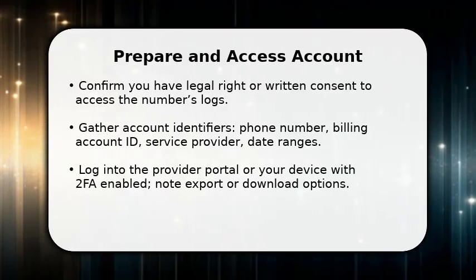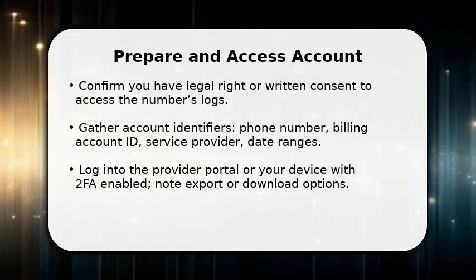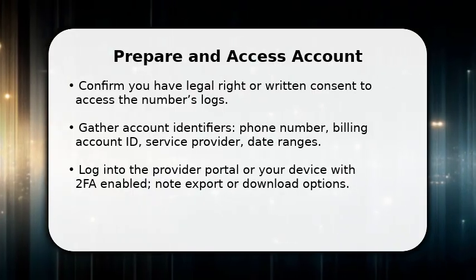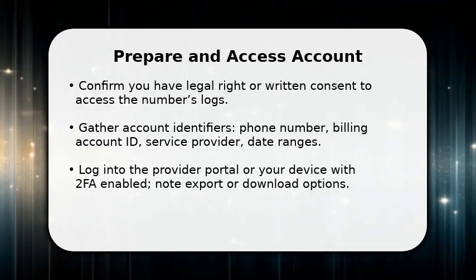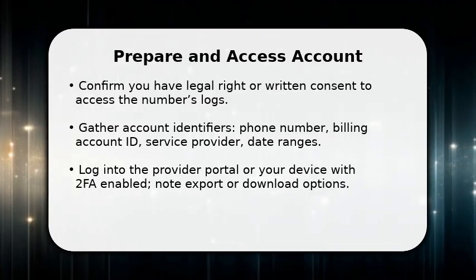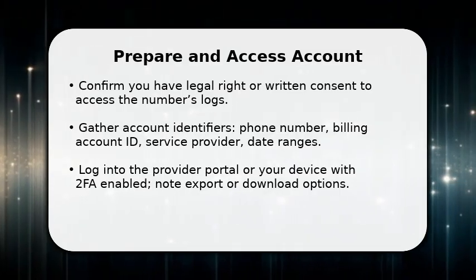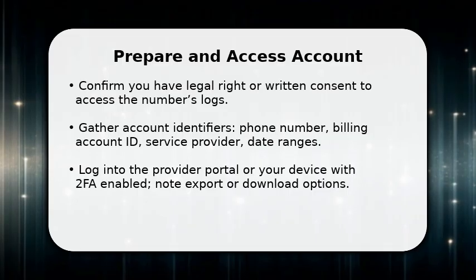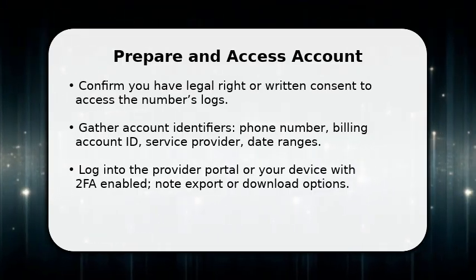You start by confirming you have legal authorization or explicit consent to view call records. Once done, gather the exact phone number, billing account ID, service provider name, and the date range you need. You then log into the provider portal or the device backed by that account, enable two-factor authentication if prompted, and look immediately for call history, account activity, or export/download options to start retrieving records.